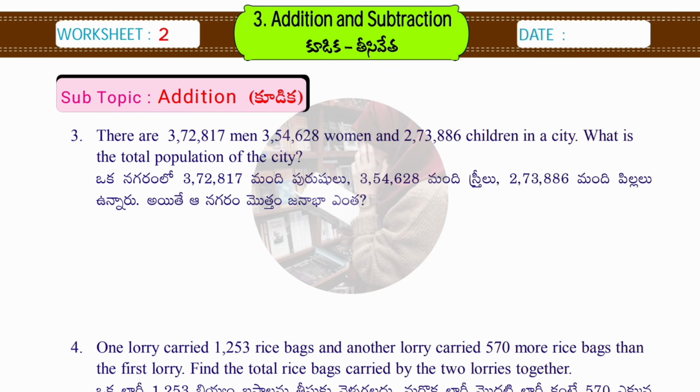Okay, then now we have to say how much the strength of that city, means total population of that city, means we have to add all these three, men, women and children. Okay, let's see the answer.